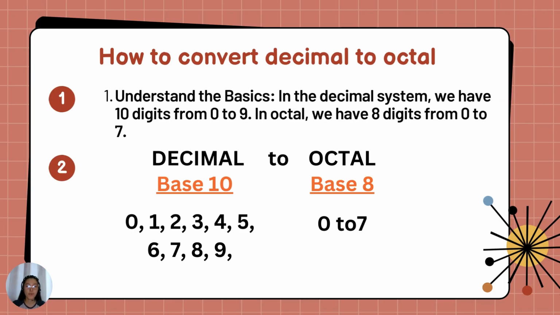Now, moving forward, let's talk about how to convert decimal to octal. So let's understand the basics. In the decimal system, we have 10 digits from 0 to 9. In octal, we have 8 digits from 0 to 7. So it's 0, 1, 2, 3, 4, 5, 6, 7 for octal, and its base numeral system is 8.